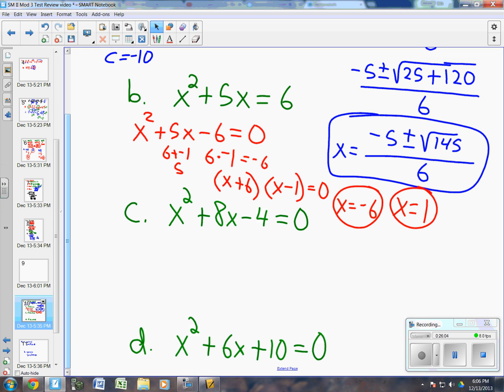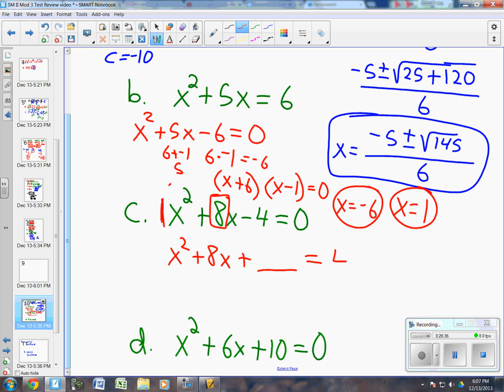Okay, this one I can tell there's no two numbers I can get times together and get negative 4 and add together and get 8. So we're going to have to use completing the square or using the quadratic formula. This one actually works really nicely for completing the square, because anytime the a coefficient is 1 and b is even, you can do this really nicely. So what I do is I have x squared plus 8x plus, I leave my blank right there and I add 4 to both sides to get rid of the 4 on the left side. So negative 4 plus 4 is 0, and 0 plus 4 is 4.